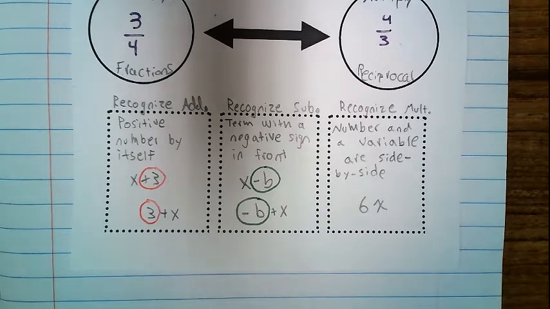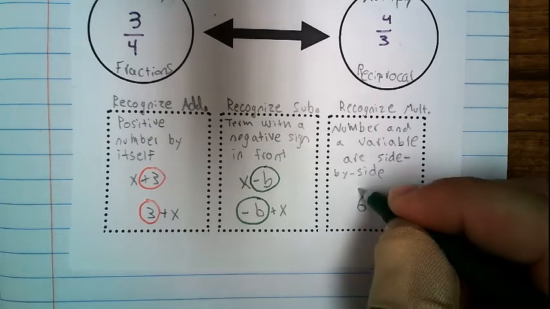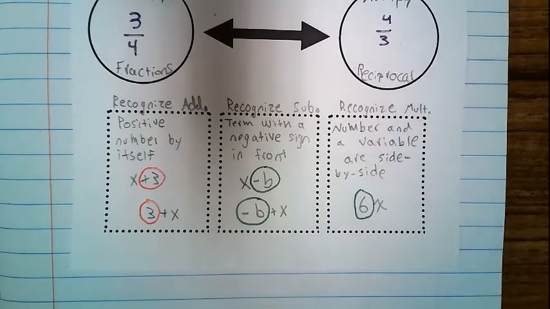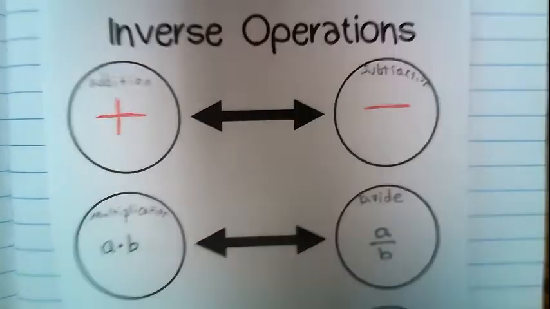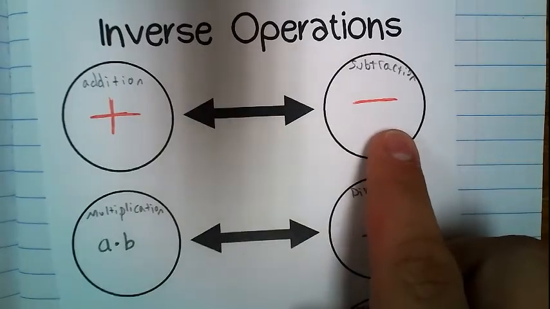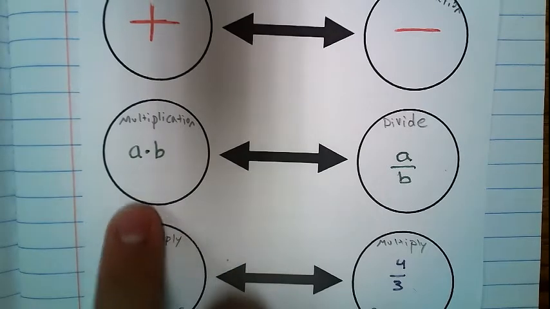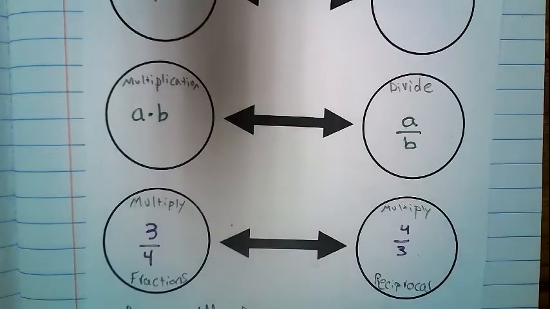And then lastly, to recognize multiplication, it's when you have a number and a variable that are side by side. So that's going to be the 6 next to the x. It means you have multiplication. And when you see this in an equation, we're going to use the inverse operation. So when you see addition in an equation, you're going to want to use subtraction to solve that equation. When you see multiplication, you want to use division, and so on and so forth.